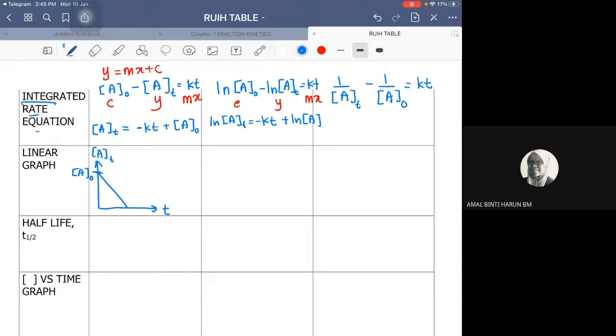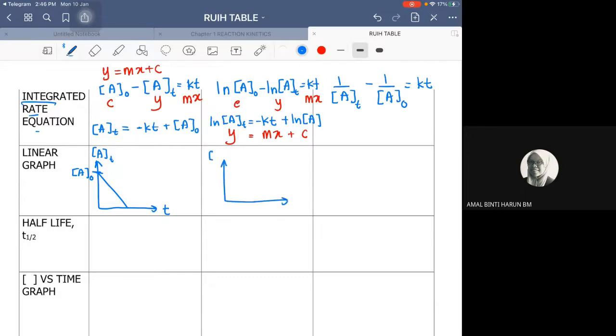Semua pandai kan linear graph? Respon lah. Saya takut ni. Follow saya ke tidak? Okay. So, mana Y dia? Betul tak? So, this is the Y. Ini mx. Ini C dia. Jadi, bila buat graph you akan dapat macam ni.